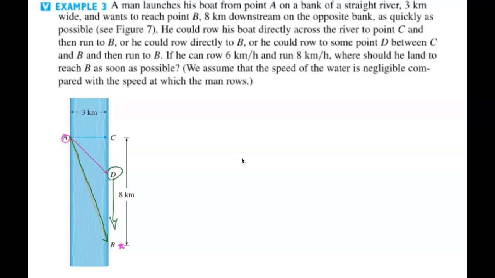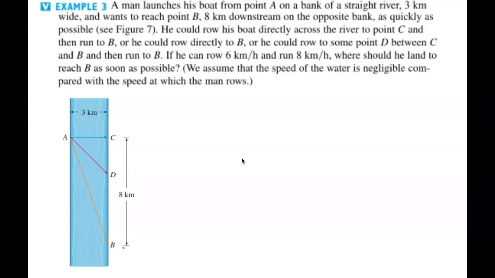And so here's what kind of throws a wrench in it. He can row 6 kilometers per hour and he can run 8 kilometers per hour. So he can run faster than he can row. Where should he land to reach B as soon as possible?